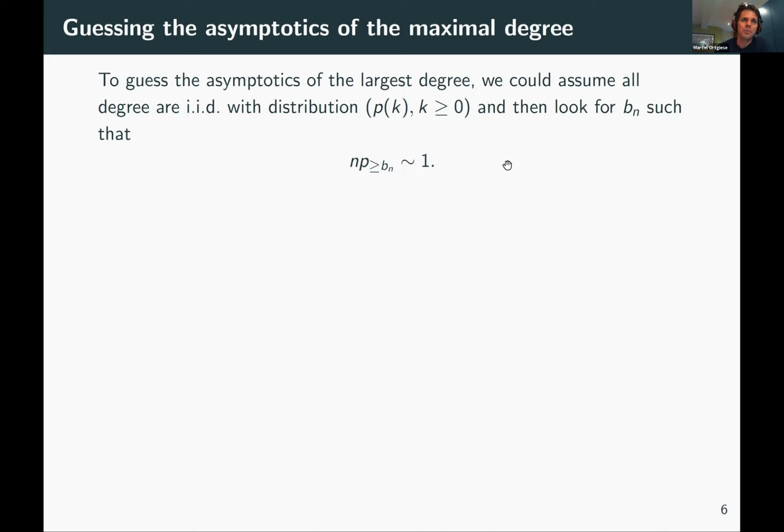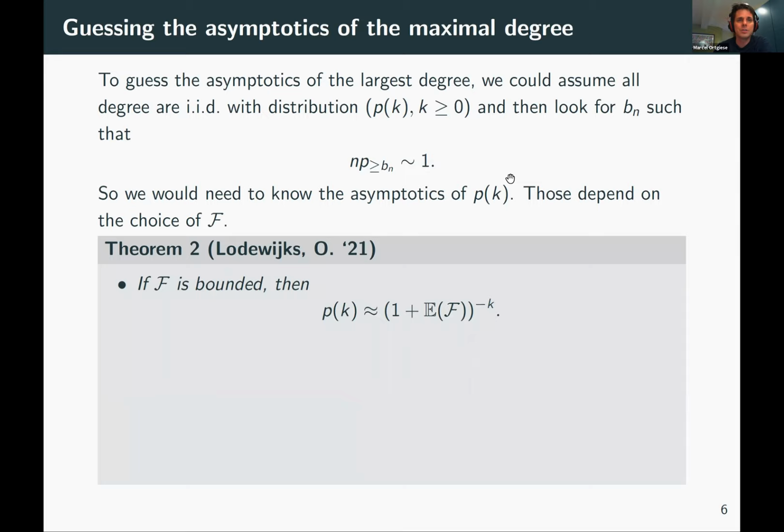I'm simplifying somewhat here, but that's how you could guess how quickly the largest degree grows. And if we want to do that, we need to understand how this p_k, the degree distribution, behaves for large k. So that's the first question you maybe want to answer, and that's analysis. So p_k is a geometric distribution, but the parameter is chosen randomly. So if you take k large, everything depends on the distribution you're plugging in.